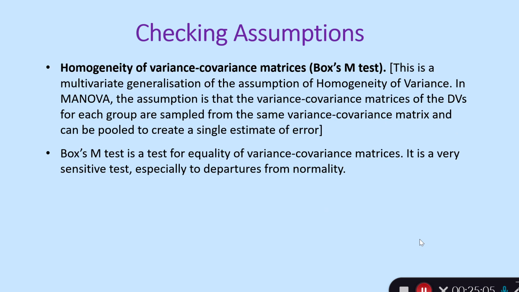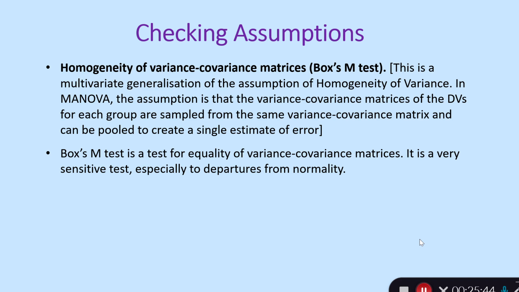The third one, which is the one we're really going to focus on when we run these analyses using SPSS, is what's known as homogeneity of variance-covariance matrices. It's tested using something called Box's M test. This is a multivariate generalization of the assumption of homogeneity of variance, the assumption that each of the groups has roughly equal variance around the group mean, which we check when we're doing an independent groups ANOVA.